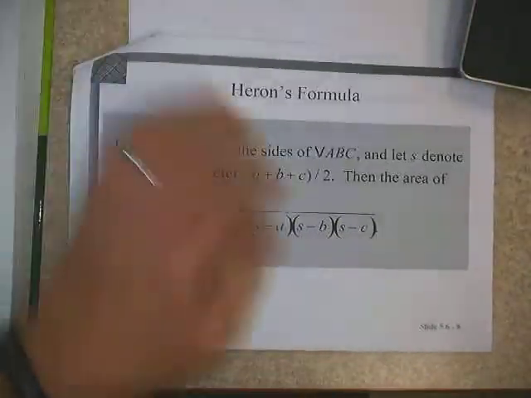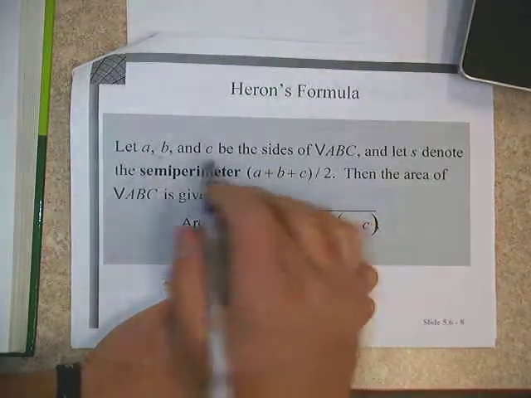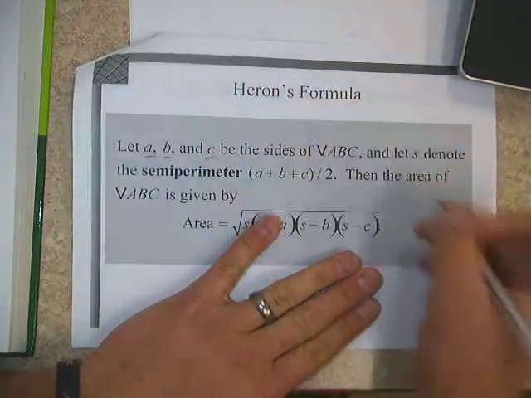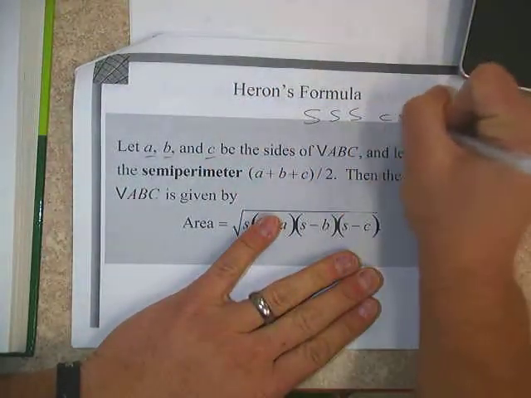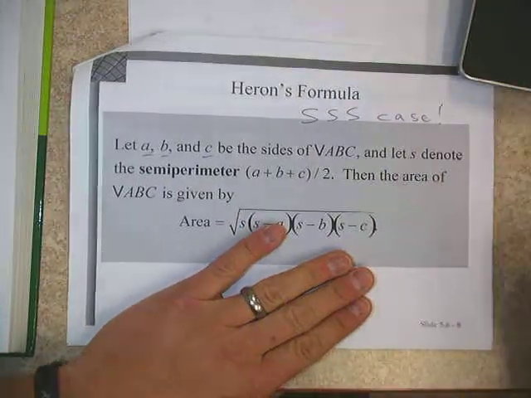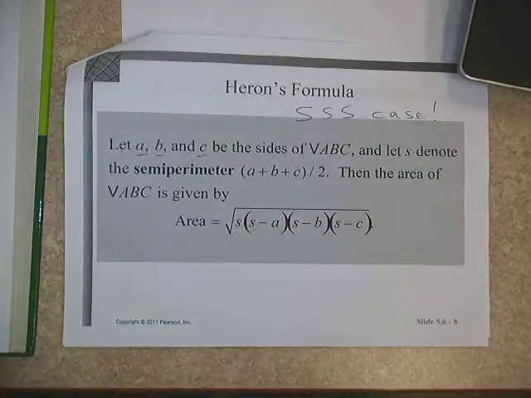Now, we do have one other formula that we're going to look at, and in this case we're given sides A, B, and C. So this is the side, side, side case. If we're given a side, side, side case, we can find the area of a triangle by using what we call Heron's formula.